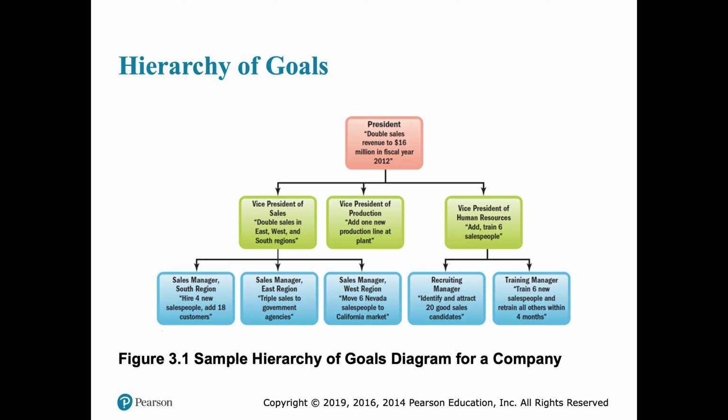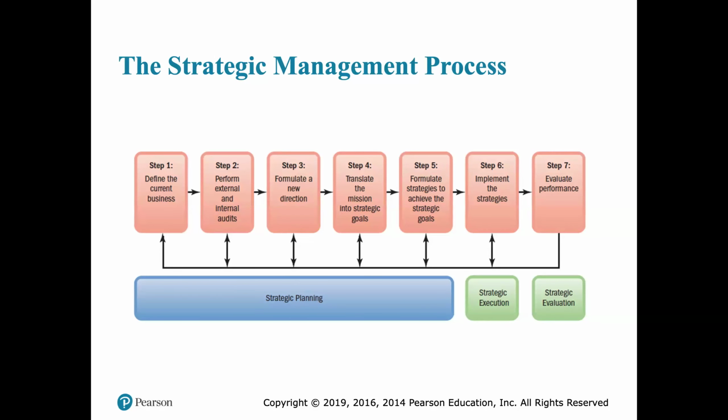In this case, they decided to increase sales revenue, right? What kind of sales training can they provide to the existing employees and the new employees? Let's just briefly look at the strategic management process. First you define the current business, what it is. You perform an external and internal audit, and I'll get to that in the next slide or two. Then you formulate a new direction, translate the mission into strategic goals, formulate the strategies to achieve the goals, implement them, and then evaluate the performance.